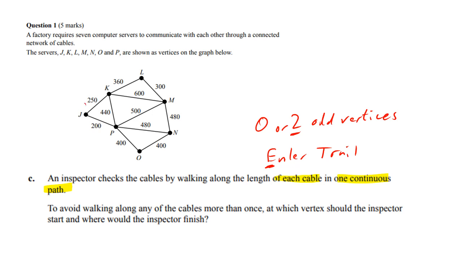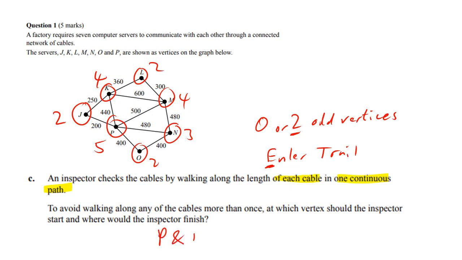So let's work out the degree of each vertex. That's 2, 4, 2, 4, 3. There's one of them. 2 and 5. So the answer is P and N. You could have said N and P. There you go. All done. Easy peasy.